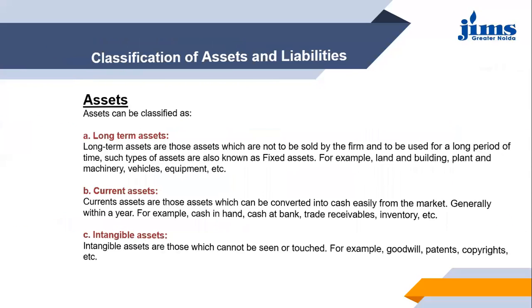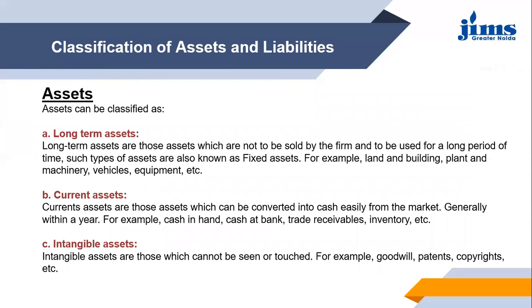So if we see the description about the assets here, so assets, for the purpose of putting up in the balance sheet and otherwise also, have been divided into three major bifurcations. One is the long-term assets. Long-term assets are basically the ones which are there with the firm for a very long period of time. For example, you can see here land, building, plant, machinery, vehicles, equipment. These all are the assets which are going to be there with the business for a longer time period, maybe more than 1 year.